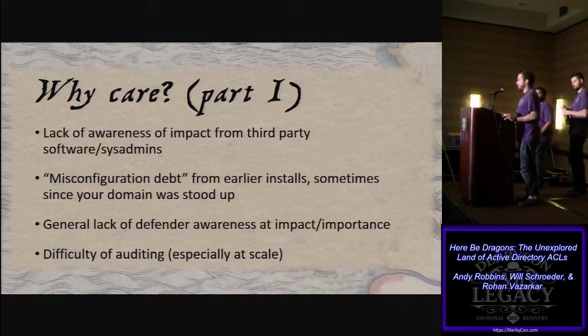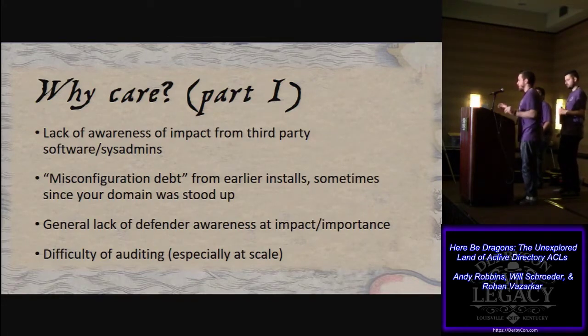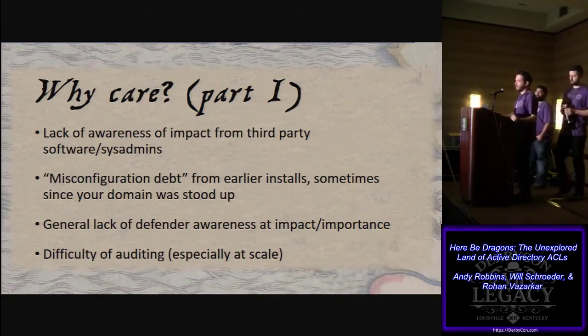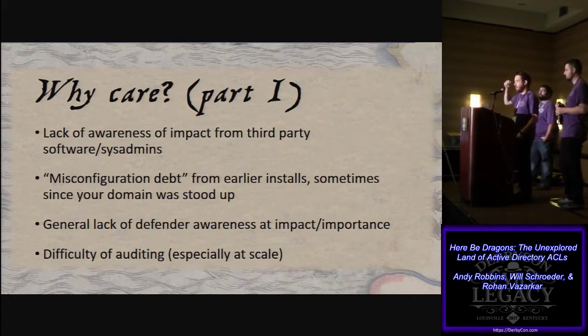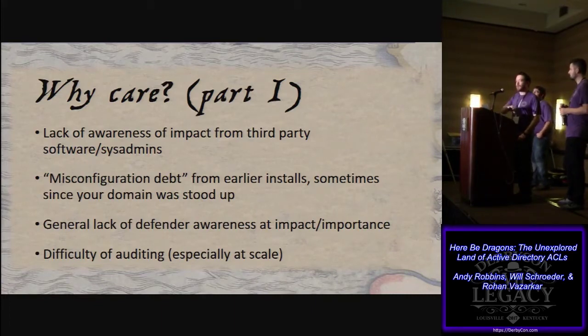So these often survive domain functional level upgrades because new installs aren't going to go back in and repair and muck with all of the access control entries from previous objects. So this debt of misconfiguration has been building up for years, and we just haven't realized it collectively. Part of that is because it's been very difficult to audit these components at scale. You kind of have to have graph theory to execute these things at scale, because one particular ACE misconfiguration might not seem like a huge deal, but in the context of an entire attack chain, which we'll show, it can become a path to complete domain compromise.